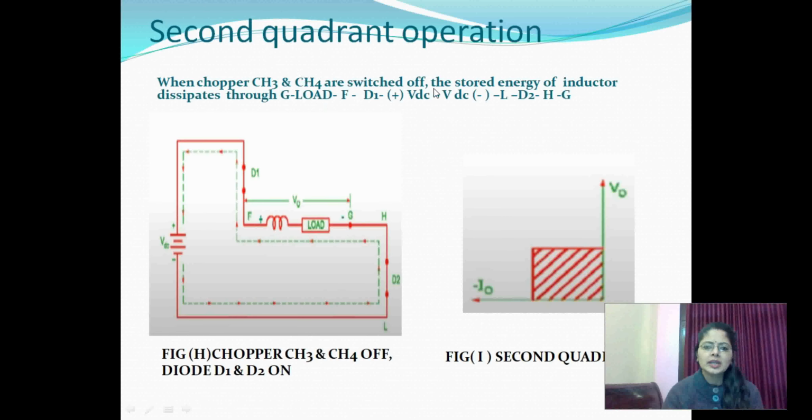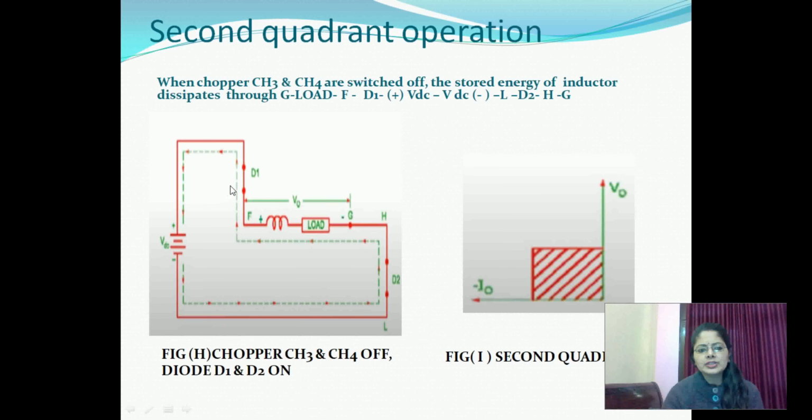Next is the second quadrant operation. When choppers CH3 and CH4 are switched off, the stored energy of the inductor dissipates through the load, then the VDC, in this direction. The direction of the current is this, this, this. Through G, then the load, then F, then D1, then VDC, and then here L, then diode D2, then H, then G.